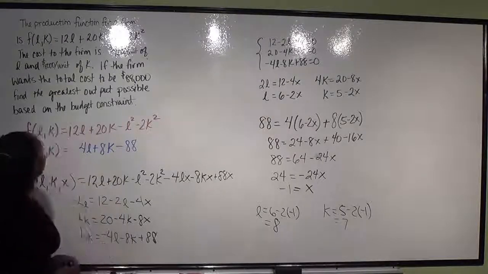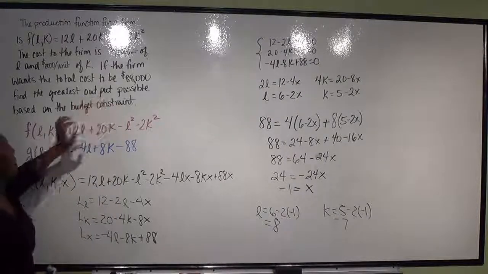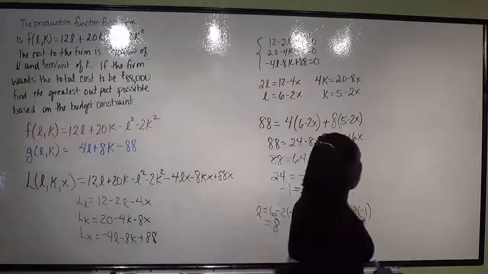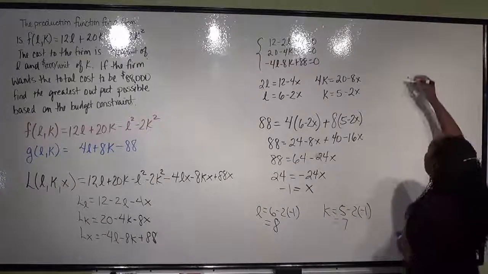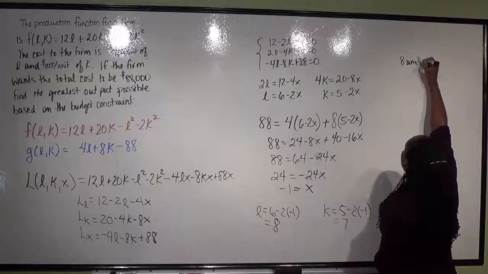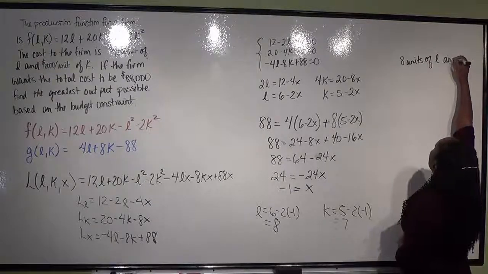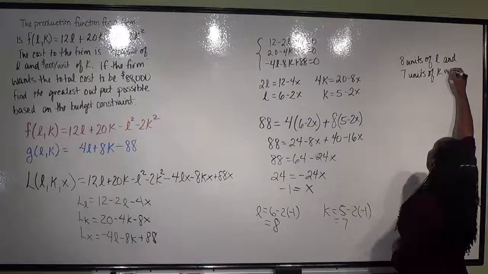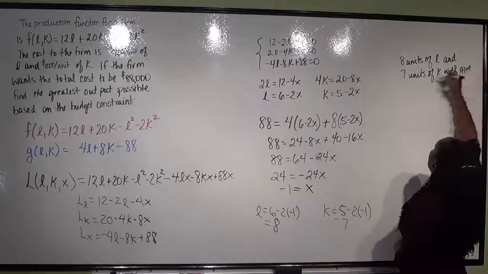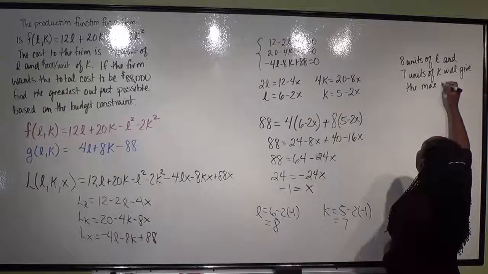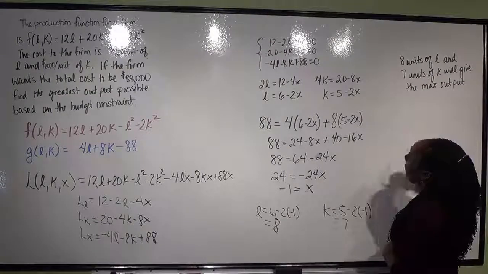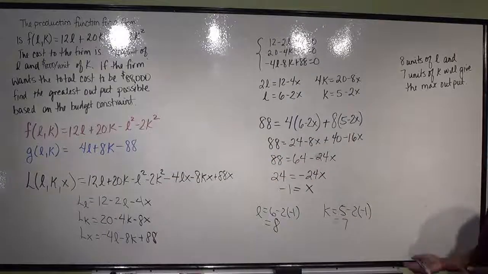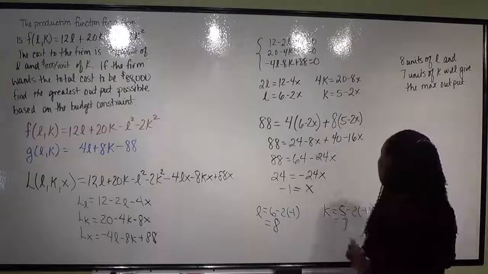So to answer our question, we want to find the greatest output possible based on the budget constraints. So we know how many units of each we want. This says that 8 units of L and 7 units of K will give the max output. But that doesn't tell us what the maximum output is. So to get that, we actually need to plug back into our function.